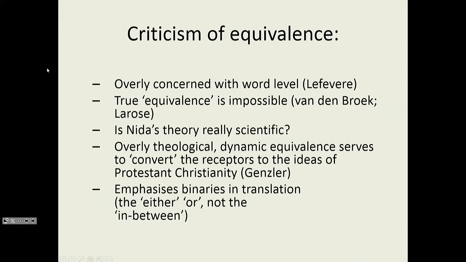Overly theoretical, this comes from Gentzler. Dynamic equivalence serves to convert the receptors to ideas of Protestant Christianity, and this of course stems from the fact that Nida's work stems from his work as a Bible translator. And it emphasises the binaries in translation, which is problematic, that often translators think there is an either or. It's either dynamic equivalence or it's formal equivalence. It's either foreignization or it's domestication. It can't be in between. And this is an issue in translation studies, that there is too much focus on these binaries.